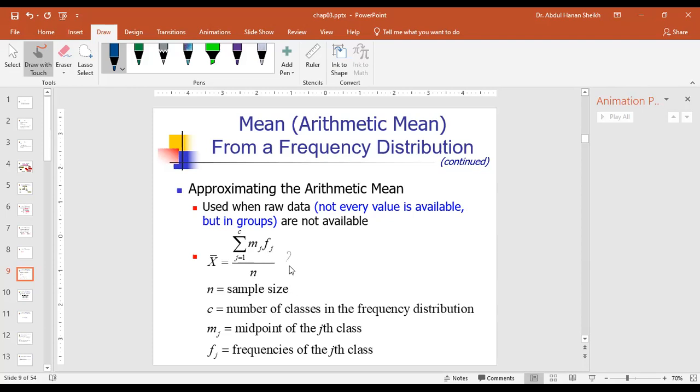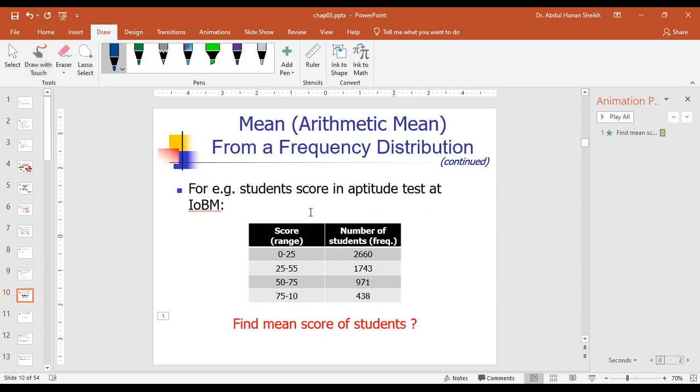Now, this seems maybe confusing. So just have a look at the example first, and then I will try to explain. This is a type of grouped data. Just have a keen look, a very nice look. Try to understand this. 2660 students have a score in an aptitude test or admission test which is between 0 and 25.